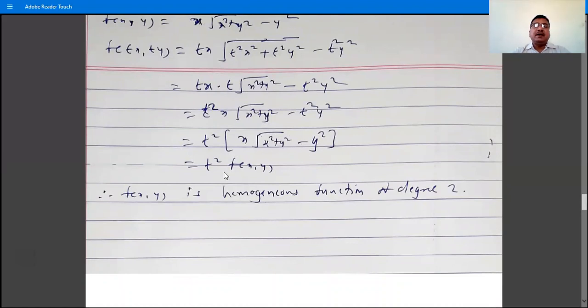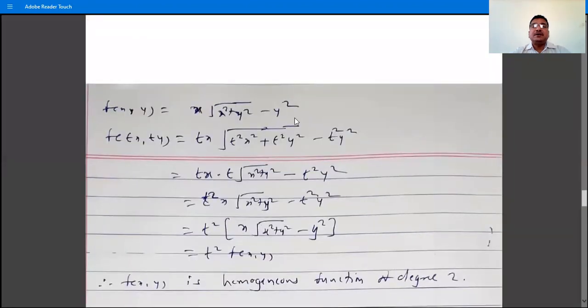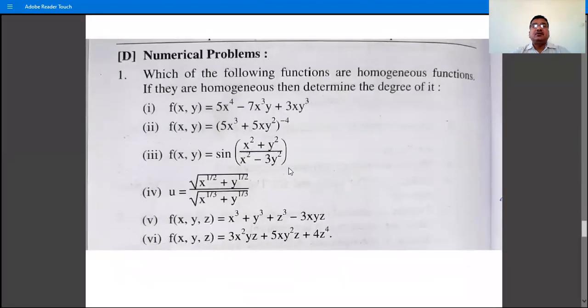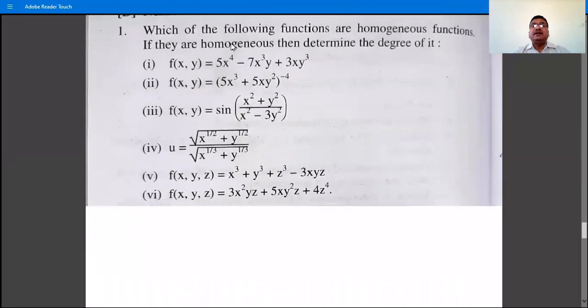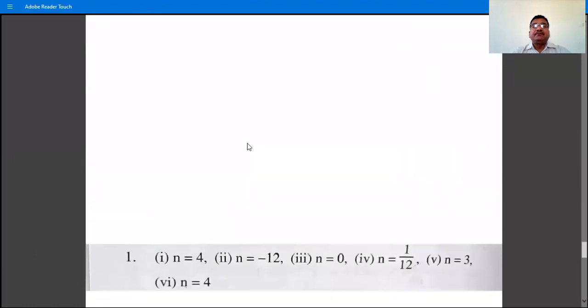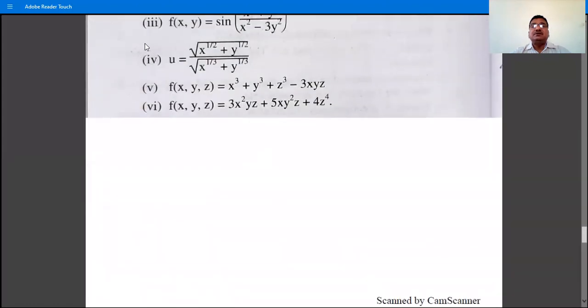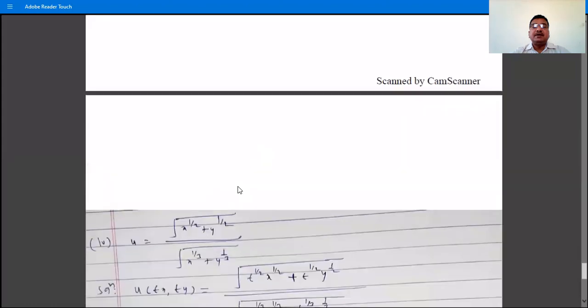So f(tx,ty) is expressed in the form t square f(x,y), and therefore this is a homogeneous function of degree 2. So these are problems for homework. Check which of the following are homogeneous functions, and if they are homogeneous functions, then find the degree. The answers are given. The answers of these four problems are also given here.